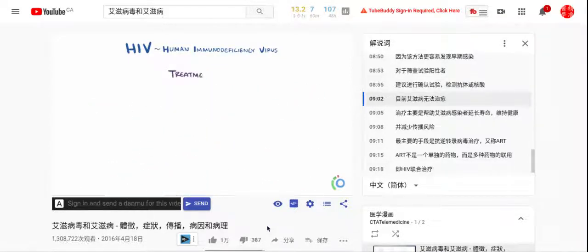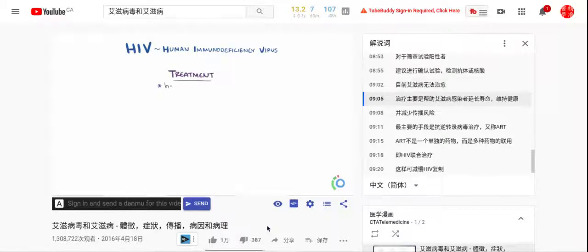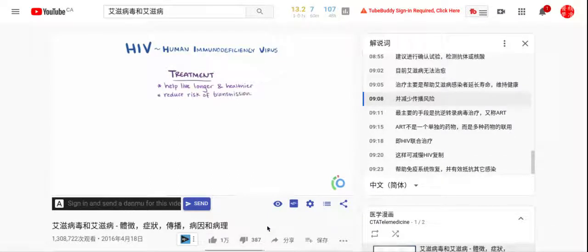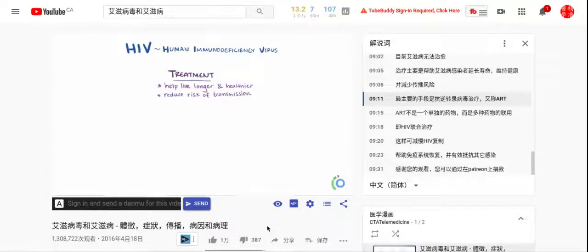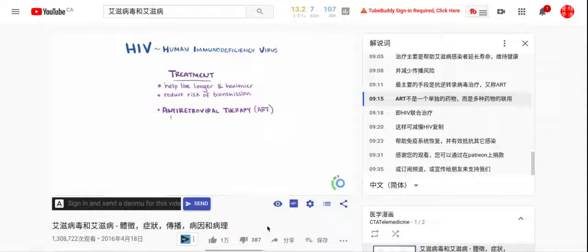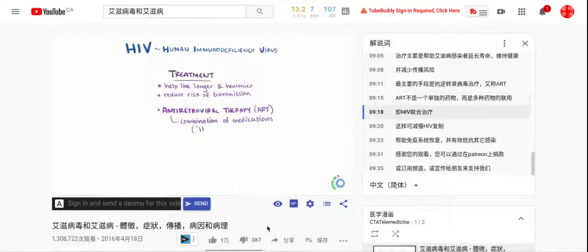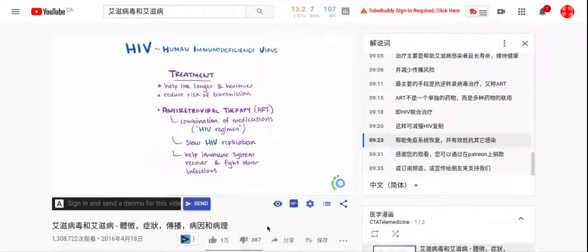There's currently no cure for AIDS. Treatment, however, can help somebody with AIDS live longer, healthier lives and help reduce the risk of transmission. The primary method is to use antiretroviral therapy, or ART. ART isn't a single medicine, but a combination of medicines that's known as an HIV regimen. These help slow down HIV replication, which gives the immune system a chance to recover and help fight off other infections more effectively.